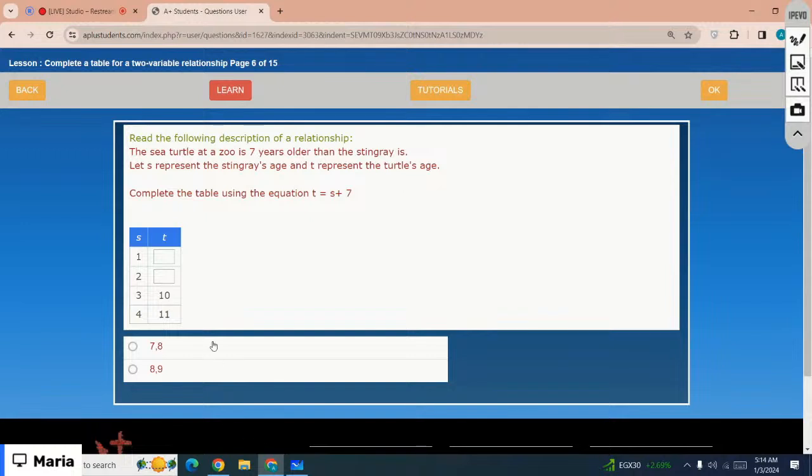That is 8 and 9. Option 2 is the correct option. Got it? Okay, you can complete the lesson by yourself later today. Let me just move on to the next lesson.